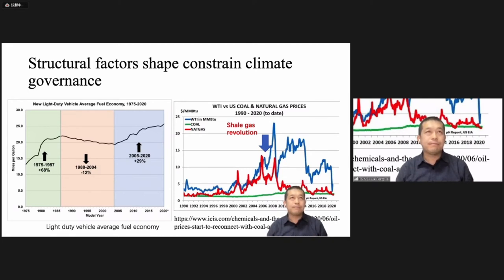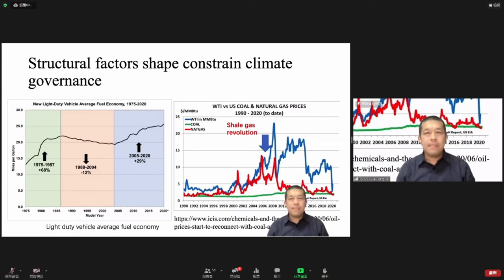And why does this happen? We argue that it is because structural factors shape and constrain climate governance. If we use the United States as an example, the two most important policies the United States has adopted are, first, the fuel economy standards on light duty vehicles, which were adopted in the middle of the 2000s. You can see that after adoption, there is an improvement in fuel economy standards in the United States, and that reduced emissions from the transportation sector, which accounts for almost one third of United States emissions.